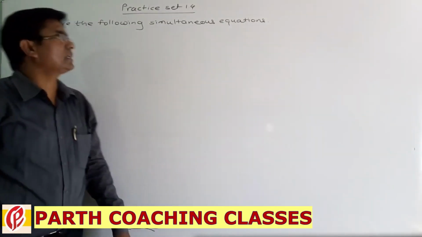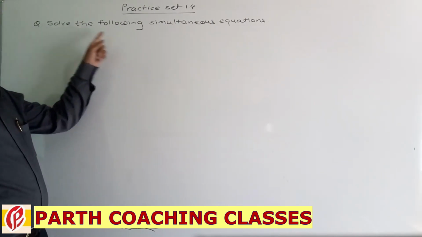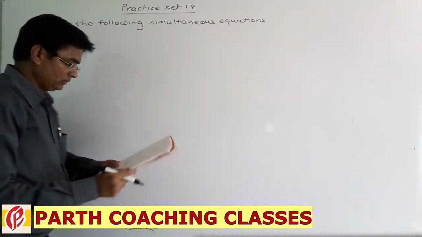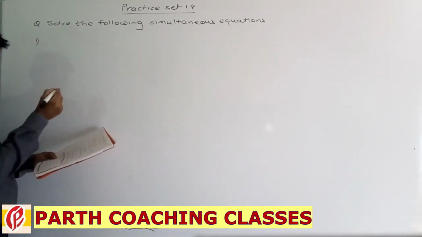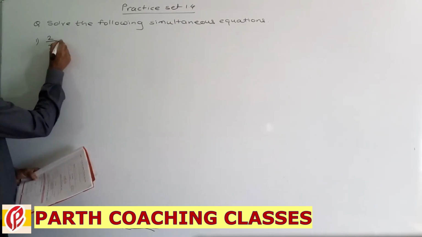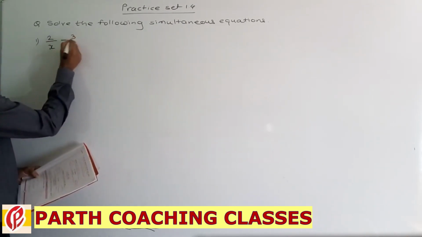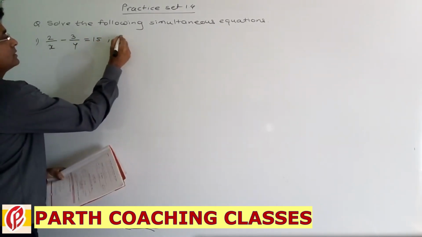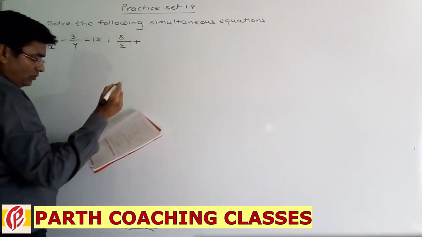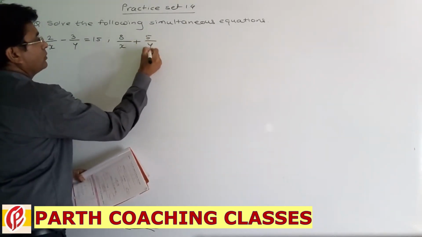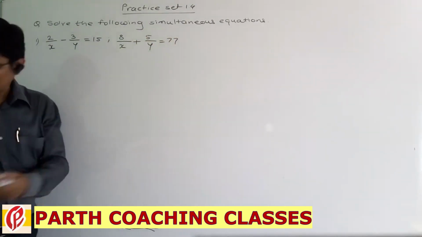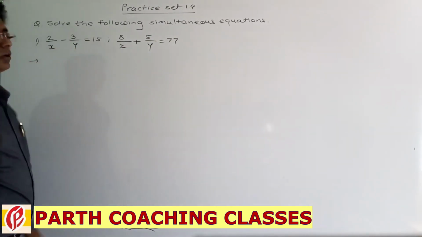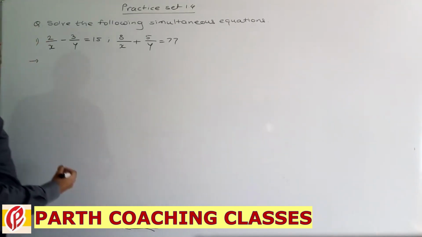Now we will see practice set 1.4, and the question is: solve the following simultaneous equations. So I will take the first sum. The first equation is 2 upon x minus 3 upon y is equal to 15, and the second equation is 8 upon x plus 5 upon y is equal to 77. You will have to convert these non-linear equations into linear equations in two variables.